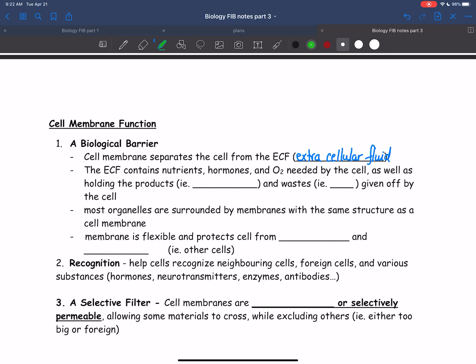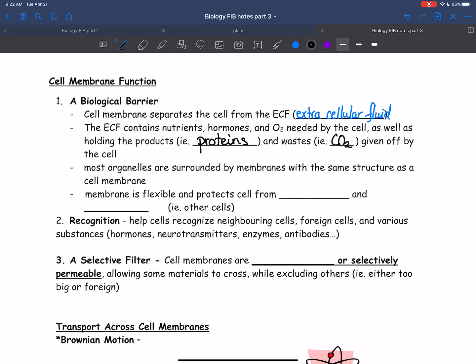Okay? And then it holds products like proteins that other cells might have made and waste that, again, other cells might have made or itself has made. When you're talking about products, proteins are products that certain cells will produce. Waste is CO2, which is given off by all cells. Okay, anytime that they perform any function, CO2 is a waste product that is produced. Okay, and most organelles will have a membrane around them.